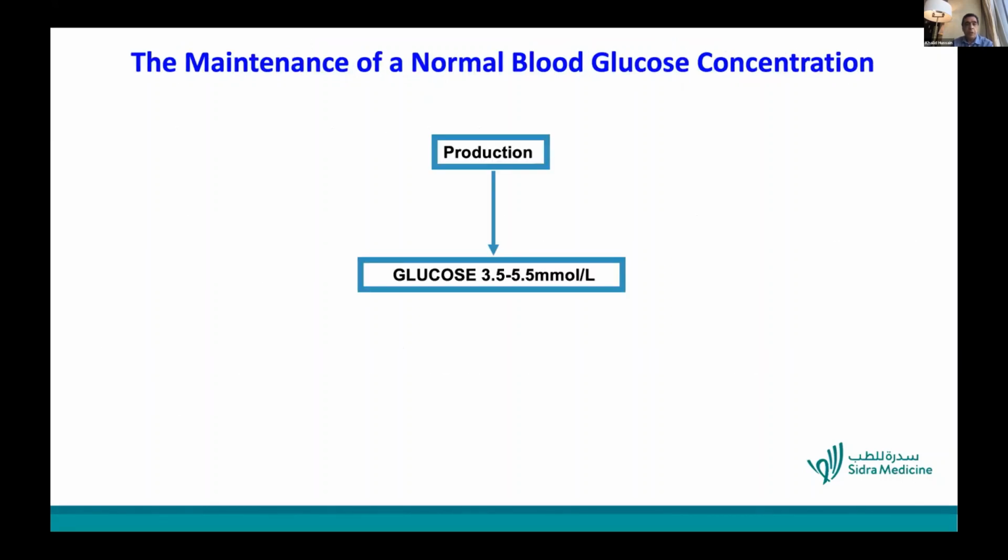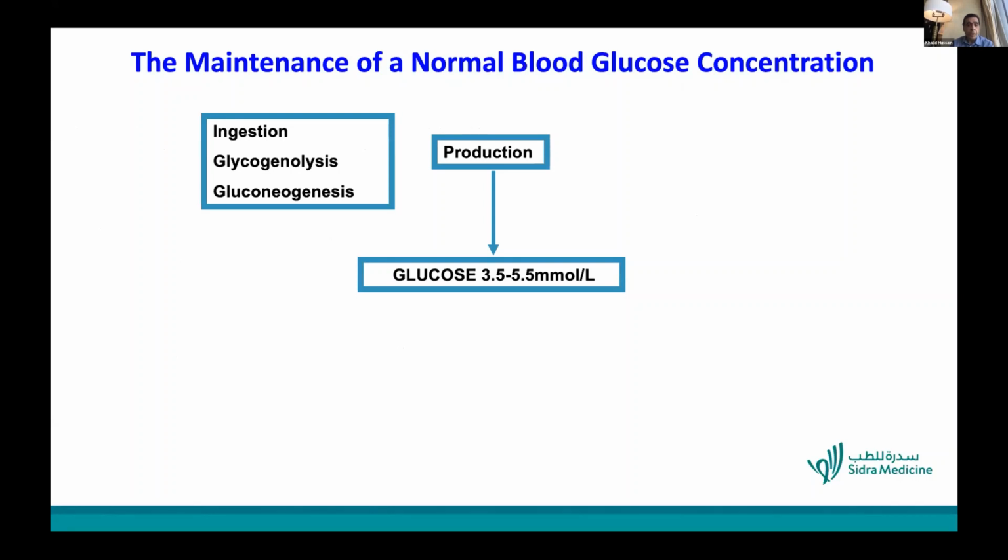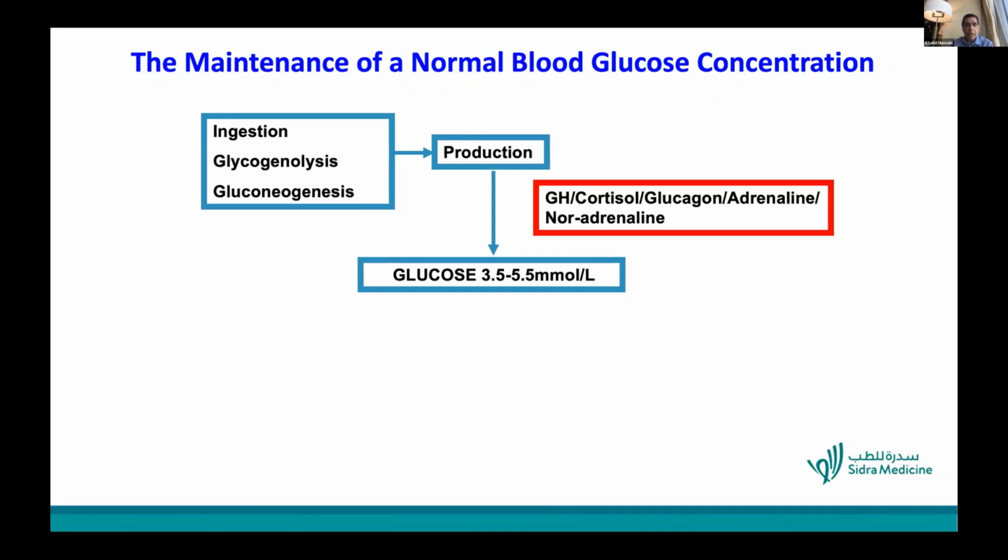So glucose is produced from three main sources. This is glucose from food that you ingest, then glucose made from glycogenolysis, the breakdown of stored glycogen, and gluconeogenesis. This is the formation of glucose from non-carbohydrate sources. And the key hormones involved in glucose production are growth hormone, cortisol, glucagon, and adrenaline, noradrenaline.